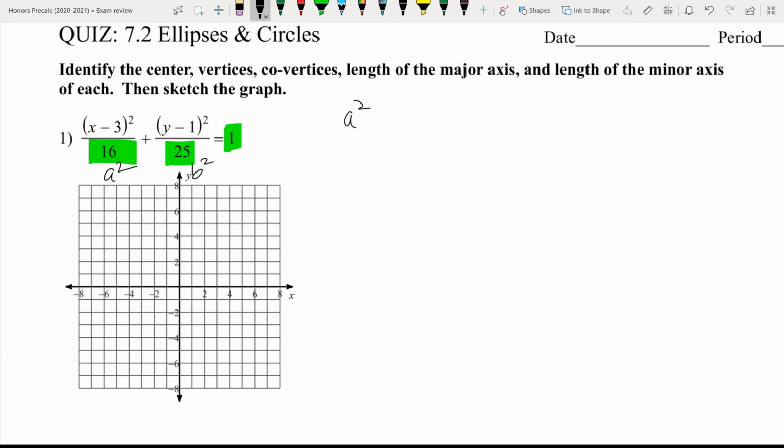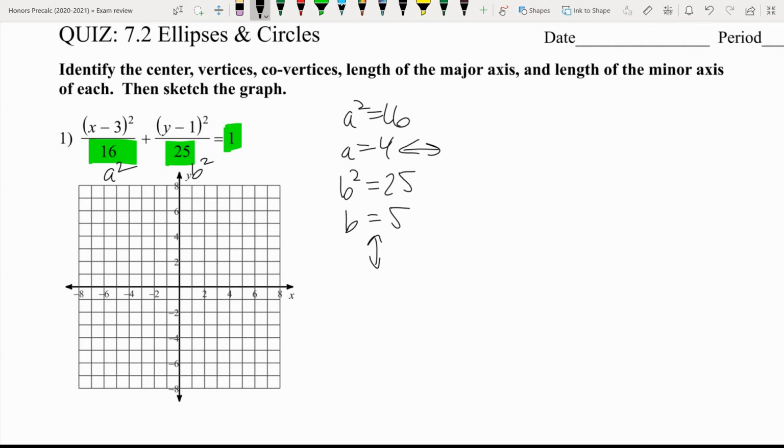So our a squared is equal to 16, which means a is equal to 4. Our b squared is equal to 25, which means b is equal to 5. So this tells us what it's going to do in the y direction. This tells us what it's going to do in the x direction, or up or down, left and right.